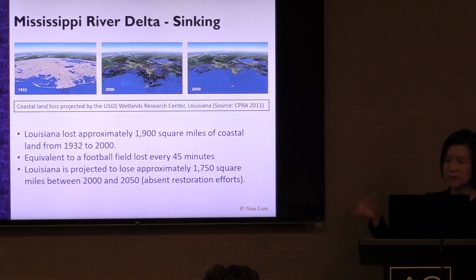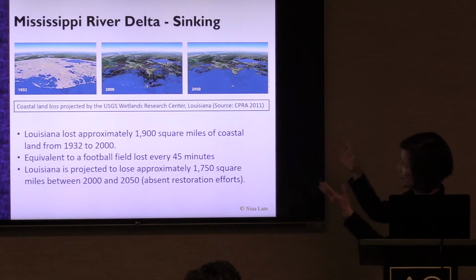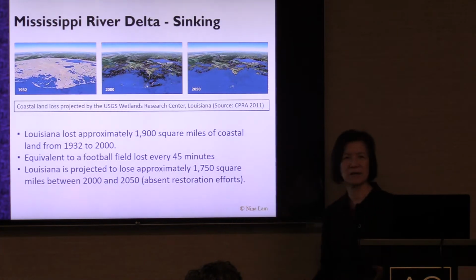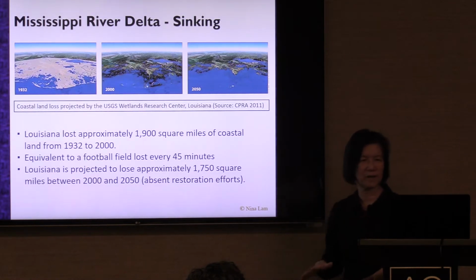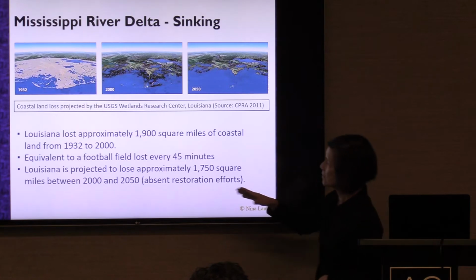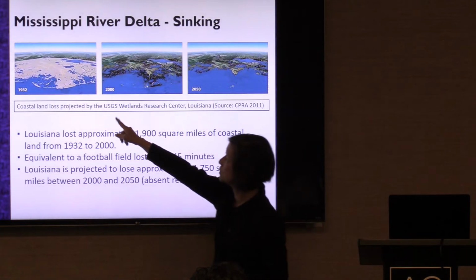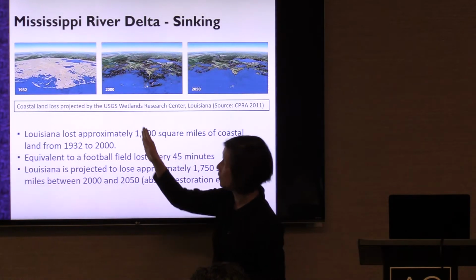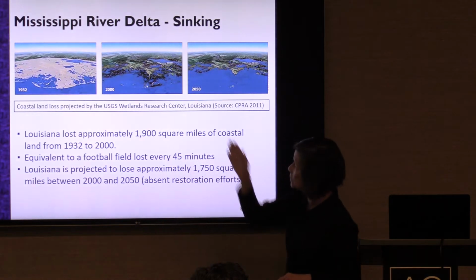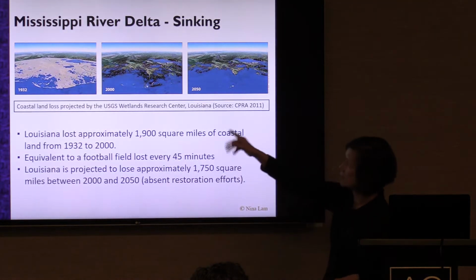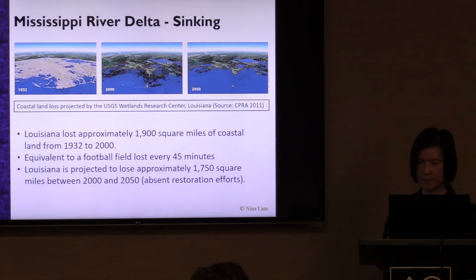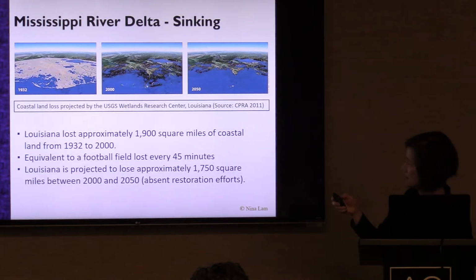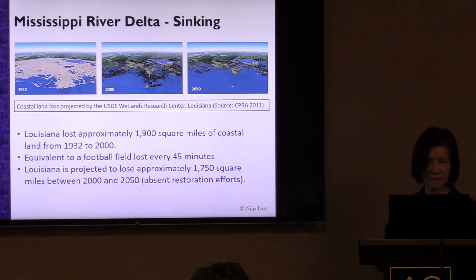And that's just very brief context. We, like many deltaic regions, are somewhat sinking, and because of sea level rise. So if you see, this is in 1932, looking from the Gulf of Mexico to the north, and there's a lot of land in 1932. Okay, all right. So 2000 and 2050.